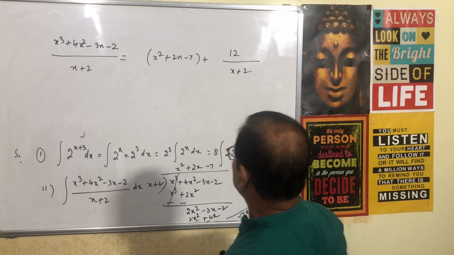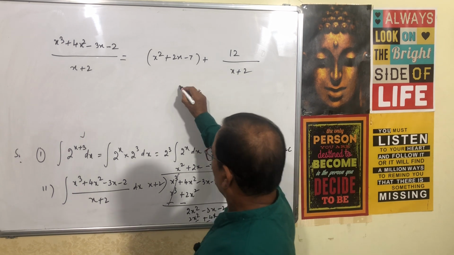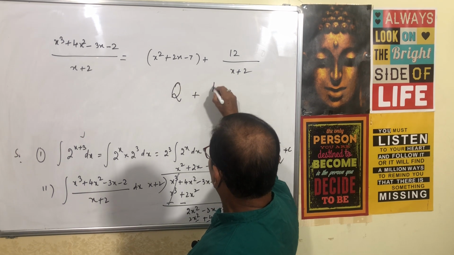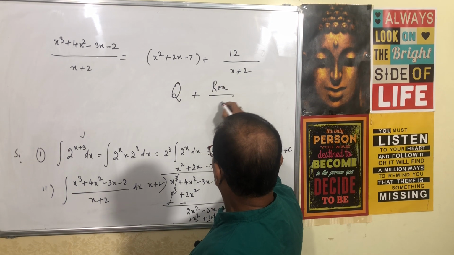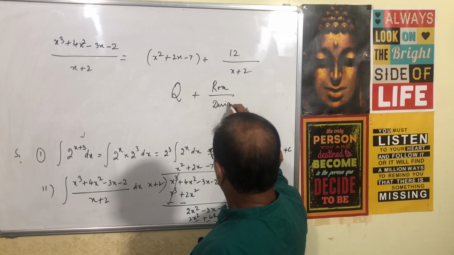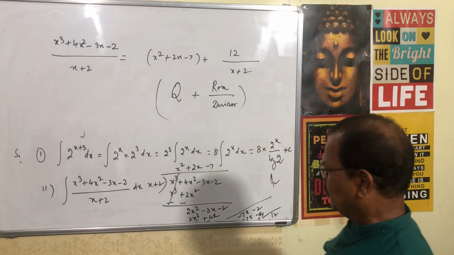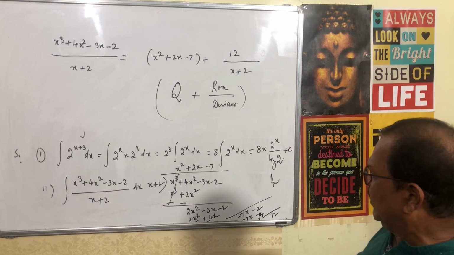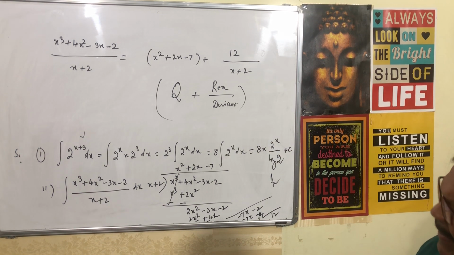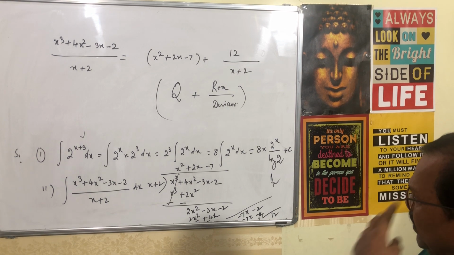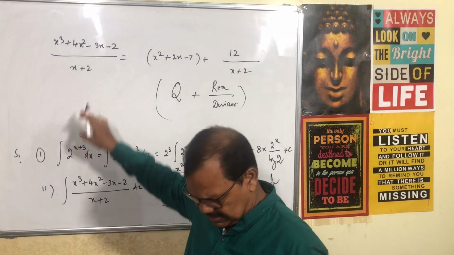We shall write like this. This is what? Quotient plus remainder divided by divisor. So, this is the way of expressing these types of simplification, quotient plus remainder upon divisor. Okay? Because if you simplify it, you will be getting the same thing here.